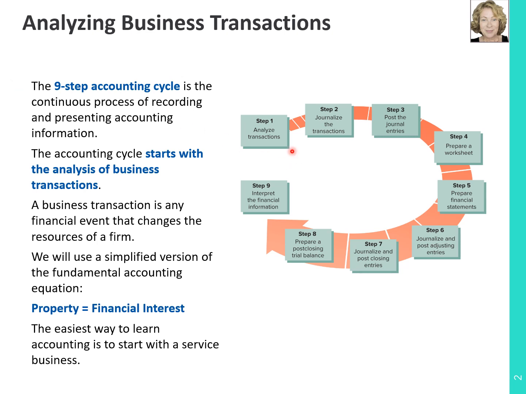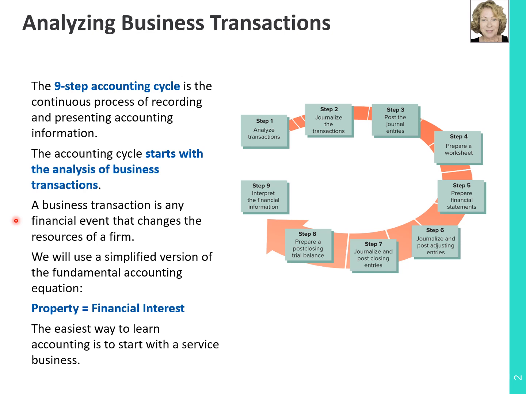But what exactly is a business transaction? A business transaction is any financial event that changes the resources of a firm. For example, purchases, sales, payments, and receipts of cash are all business transactions. The accountant analyzes each business transaction to decide what information to record and where to record it.